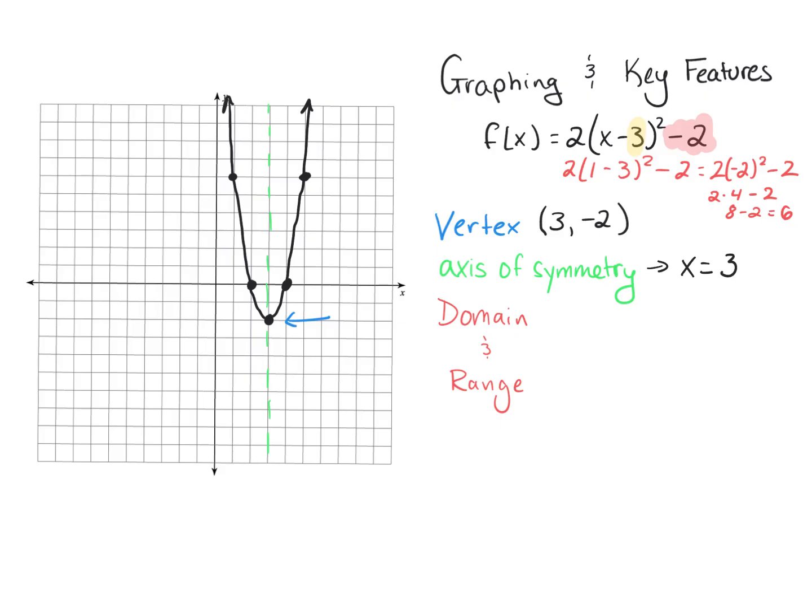Our domain and range. Our domain for parabolas is always going to be the same. Our domain is going to be all real numbers. So we can say x such that x is a real number. But our range does have a restriction. Our range, if we're looking at it, does not have any values below negative 2. That's the lowest point on this graph. So our range is going to be y values such that y is greater than or equal to negative 2.